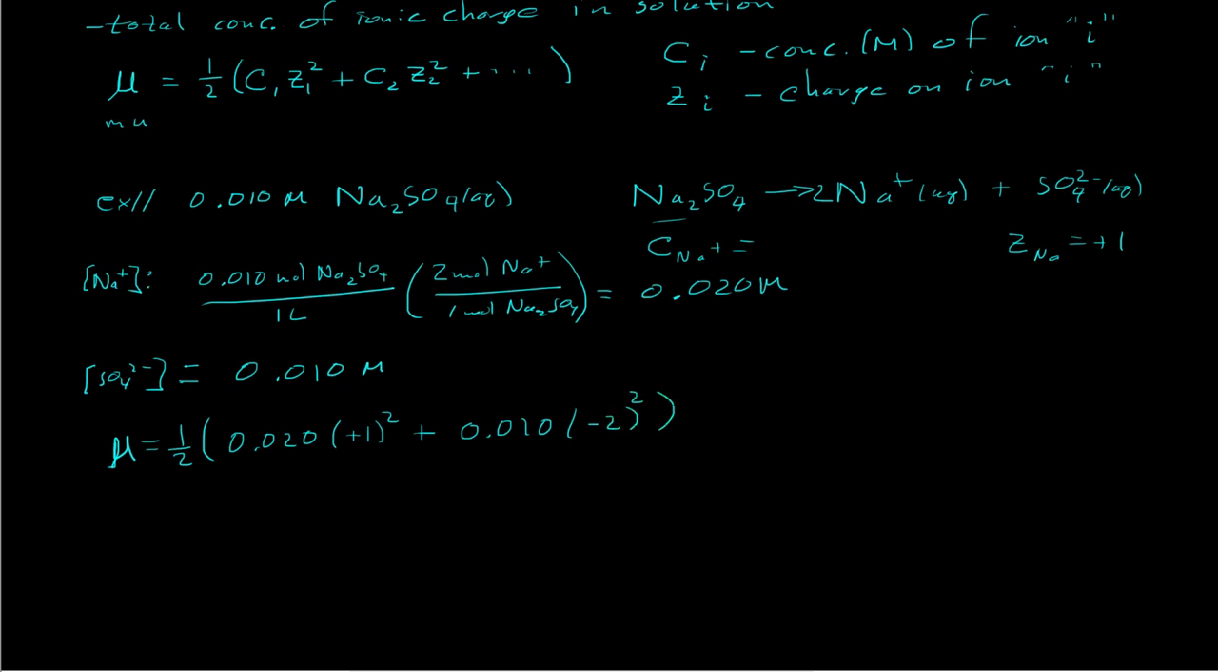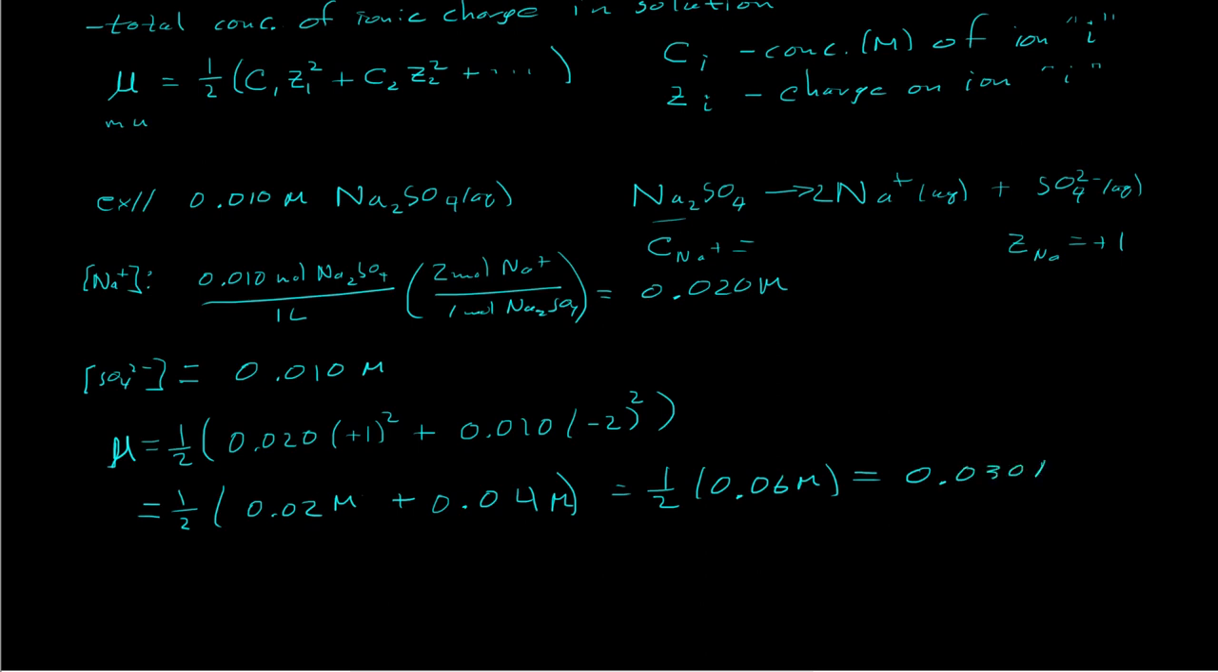And that gets squared. So multiplying things inside the parentheses here, we've got 0.02 times 1 squared, which is just 1, so we've got 0.02 molar, plus -2 squared is +4. +4 times 0.01 is 0.04. So we add 0.04 and 0.02 molar, we get 0.06 molar, and we take half of that. That gives us our ionic strength of 0.030 molar.